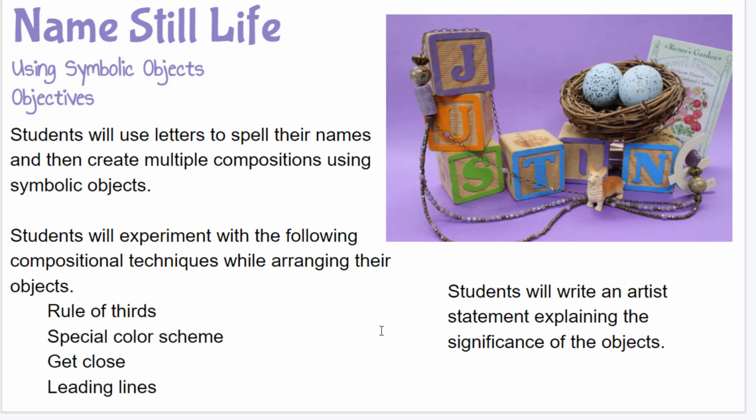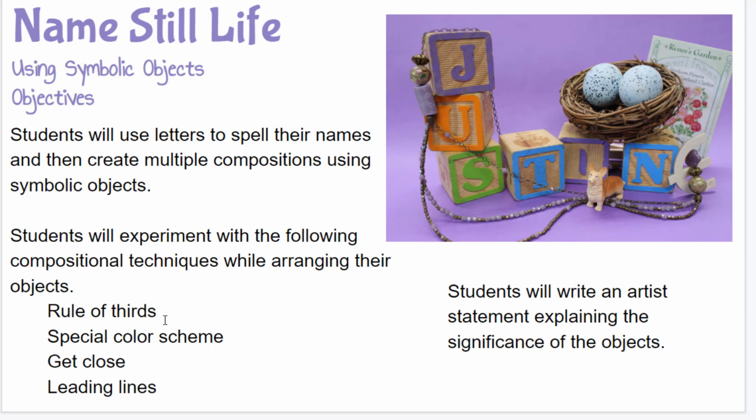So you were supposed to spell your name and then create multiple compositions using symbolic objects, so objects that represent different aspects of your personality. And while you were arranging those compositions, you were supposed to use the rule of thirds, a special color scheme, get close, or use leading lines. You could have used all of those, or you could have just used one of those. It depends on what you did with your project.